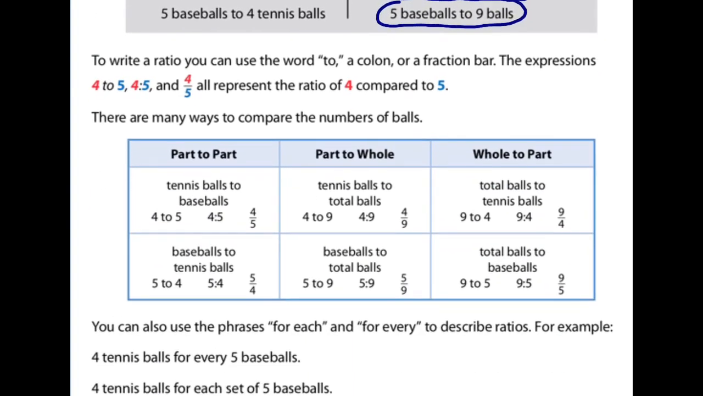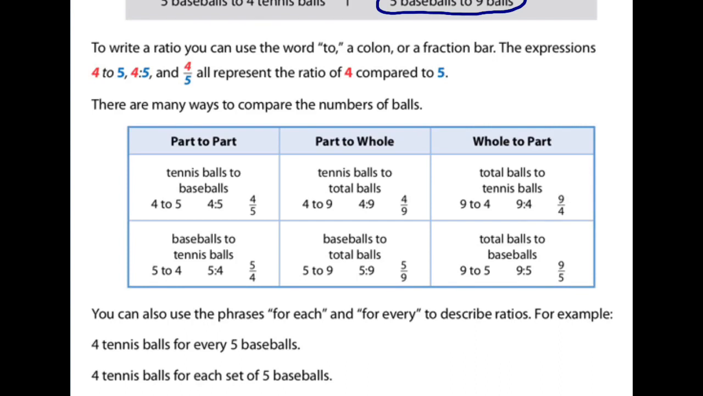Now we're going to go down and continue. This is important because this is where you're going to know how to write and say a ratio. It says, to write a ratio, you can use the word to, a colon, or a fraction bar. The expressions 4 to 5, 4:5, and 4/5 all represent the ratio of 4 compared to 5. You see the 3 different ways to write a ratio, and all 3 of them you pronounce the same way, 4 to 5.